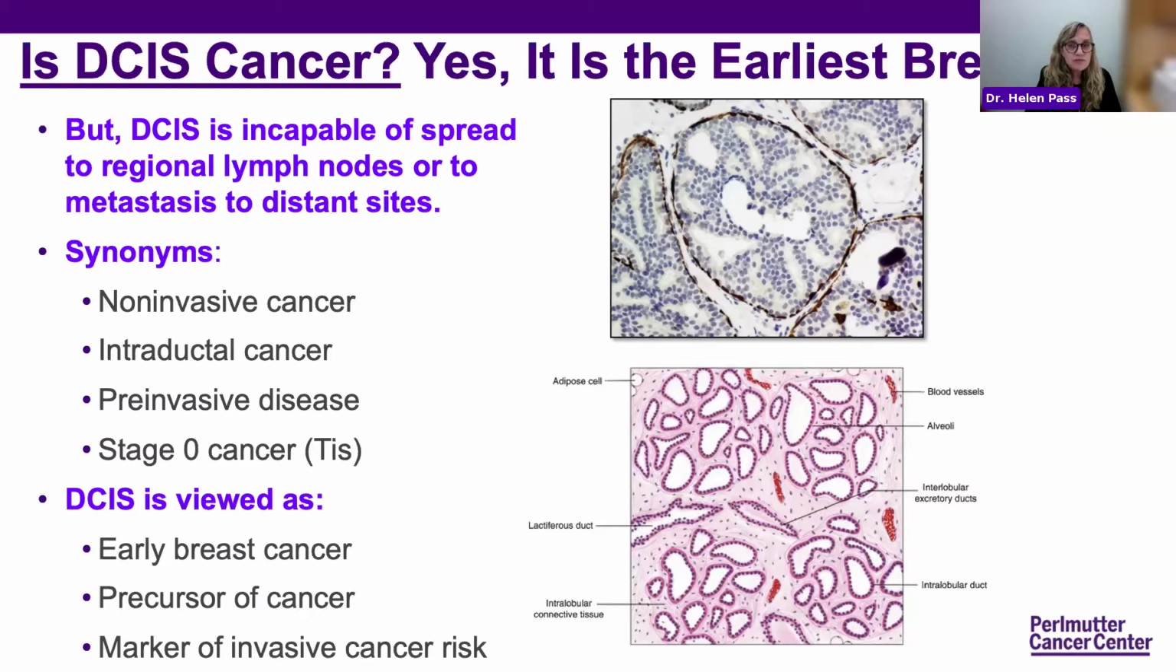We use terms very interchangeably. Medicine's full of jargon, but ductal carcinoma in situ, also known as DCIS, is known as intraductal cancer, pre-invasive cancer, non-invasive cancer, stage 0 cancer, TIS. But I think the best way to really think about it is it's an early breast cancer and a marker of risk for invasive cancer. It also can, if left behind, develop into an invasive cancer.